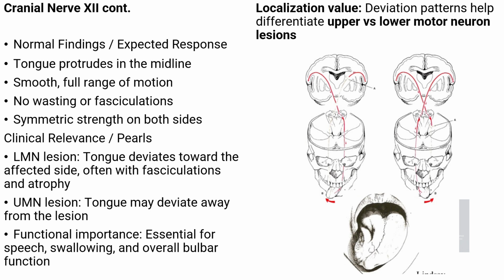In a normal examination, the tongue protrudes in the midline, moves smoothly in all directions, shows no wasting or fasciculations, and has symmetric strength on both sides. Clinically, the pattern of deviation provides important localization clues. A lower motor neuron lesion causes the tongue to deviate toward the affected side, often accompanied by fasciculations and atrophy. In contrast, an upper motor neuron lesion may produce deviation away from the side of the lesion. Understanding these patterns is critical for assessing bulbar function and differentiating between upper and lower motor neuron pathology.